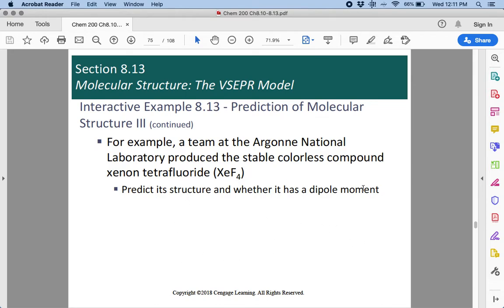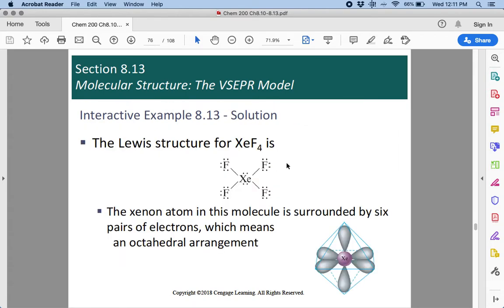So go ahead and start working on your xenon tetrafluoride. This is our Lewis structure of xenon tetrafluoride: 4 fluorines around it, xenon in the center, and 2 lone pairs. So let's go through and determine our electronic geometry for xenon tetrafluoride.